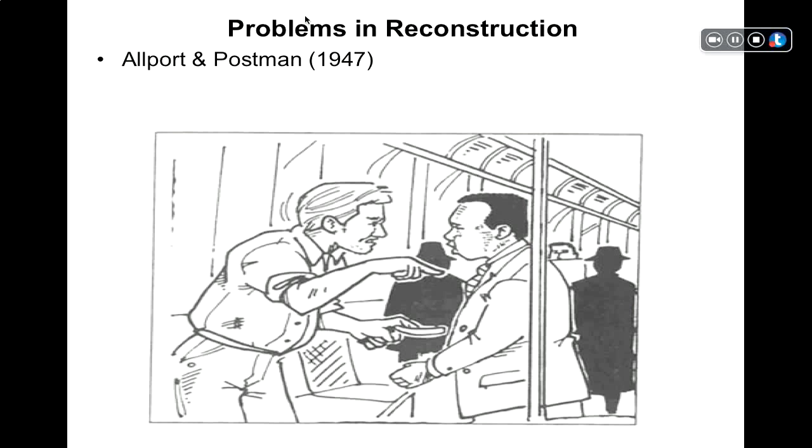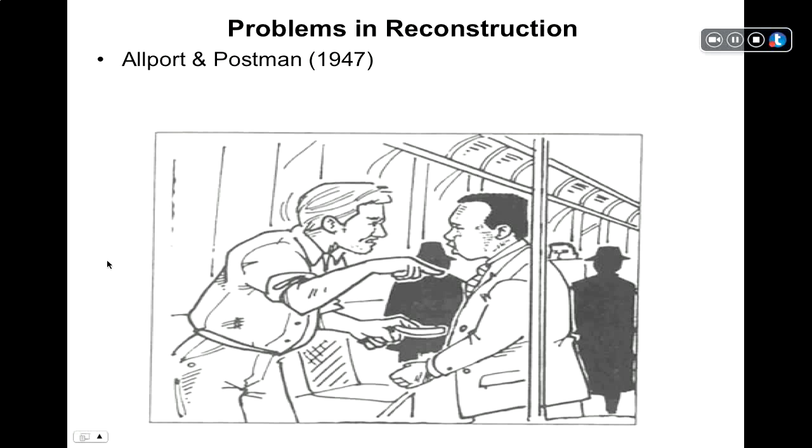So I want to spend some time talking about problems in reconstruction. Allport and Postman conducted a study back in 1947. You're seeing a slide from the study. Research participants were shown this image. It's a little hard to tell, but what you're seeing is a white guy holding a straight razor to a black guy in a subway. He's mugging this guy, all right? When research participants were asked after viewing this slide who was holding the straight razor, more often than not, subjects said it was the black guy.